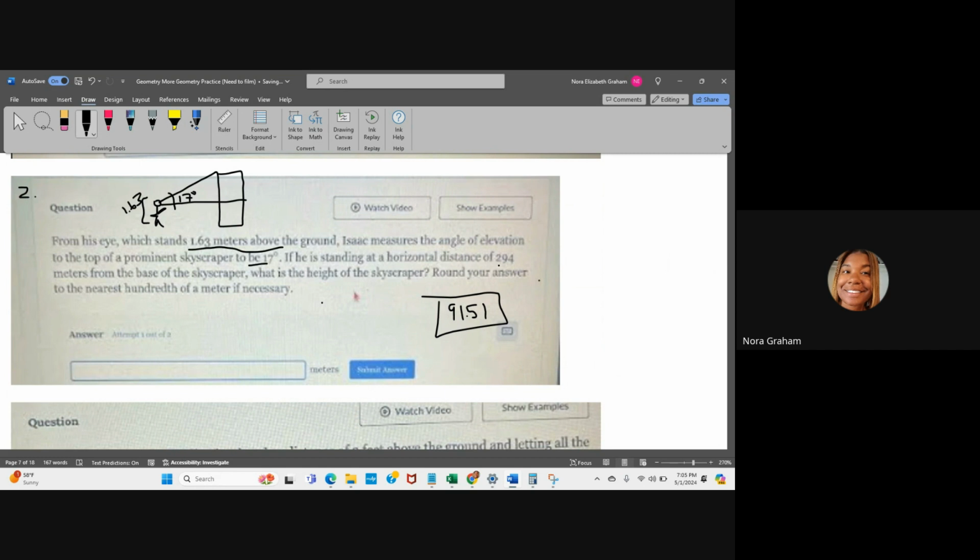Now the horizontal distance is going to be 294. So again, from here to here, it's going to be 294. It's not the best drawing, but just a sketch so we can see where we're getting at. And they want to know what is the height of the skyscraper. So this is just like the one we just did, so let's go ahead and set that up.